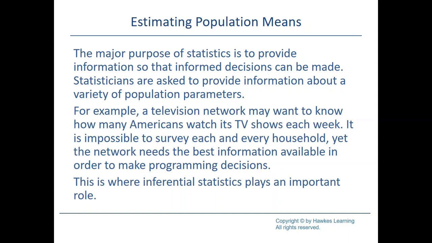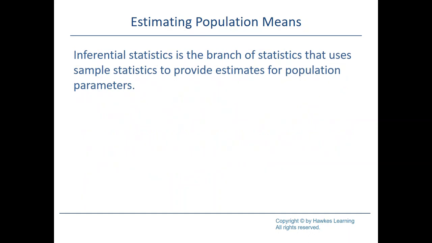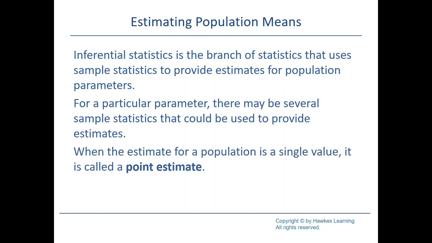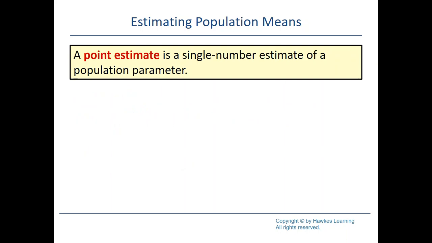Because of that, this is where inferential statistics plays an important role. Inferential statistics is a branch of statistics that uses sample statistics to provide an estimate for the population. For particular parameters, there are several sample statistics that can be used to provide estimates. When we estimate for a population with a single value, we call it our point estimator. A point estimator is a single number estimate of a population.